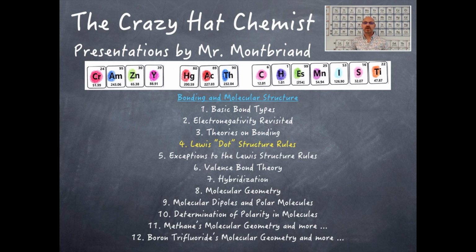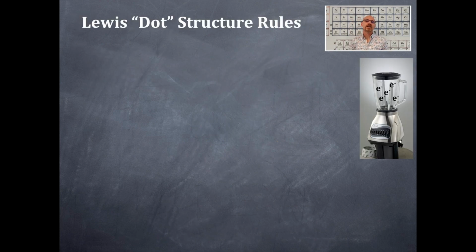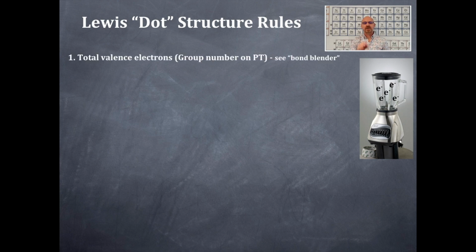So we're doing another video in bonding and molecular structure today. Awesome. Let's get moving. Bam! Today we're talking about Lewis dot structure rules. Okay, so number one, we're going to total up the valence electrons. That's the group numbers on the periodic table.